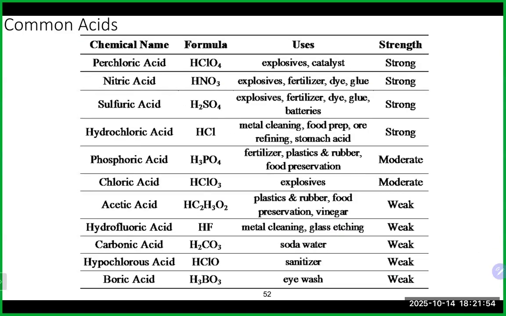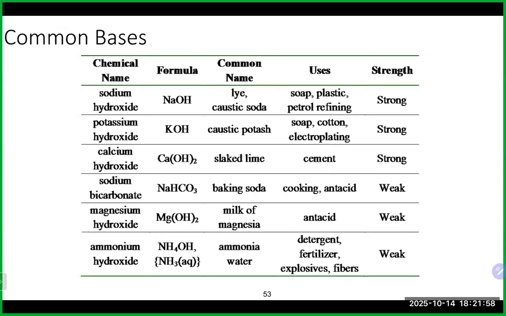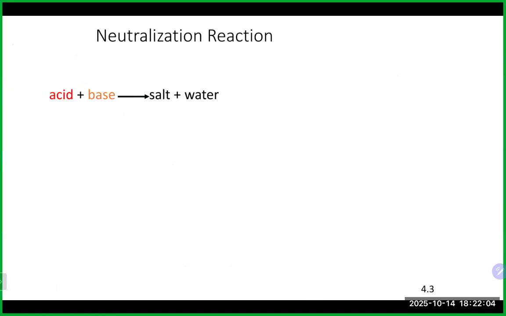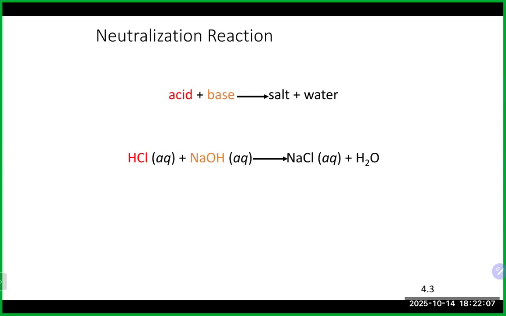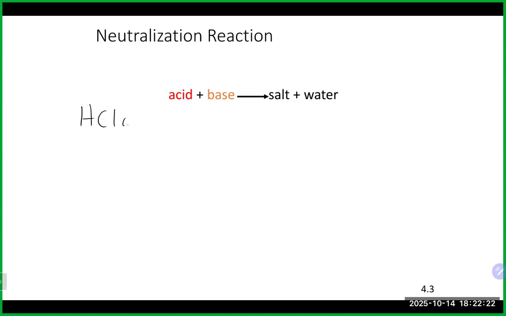So here is, again, a table of some of those strong acids, some of those weaker acids. And again, you can see a lot of our strong bases are that group 1 and group 2, and some of our weaker bases as well. Now, in an acid-base neutralization reaction, especially when you take a strong acid and a strong base, we'll do our HCl and our sodium hydroxide.